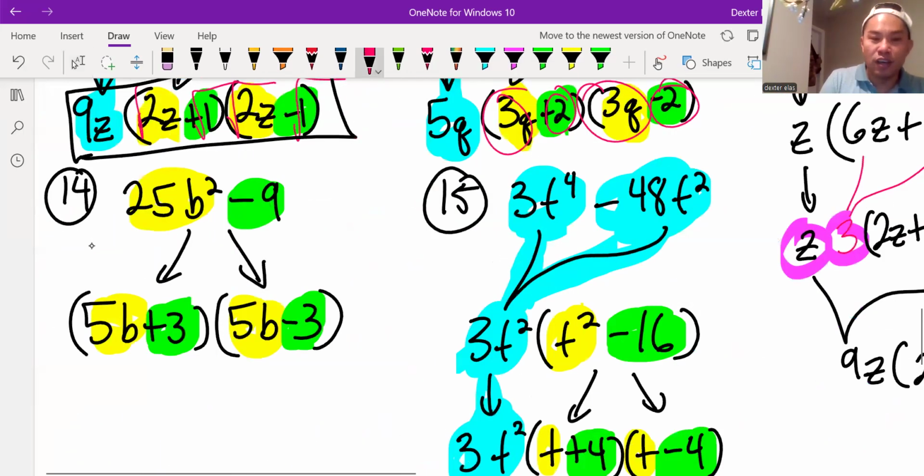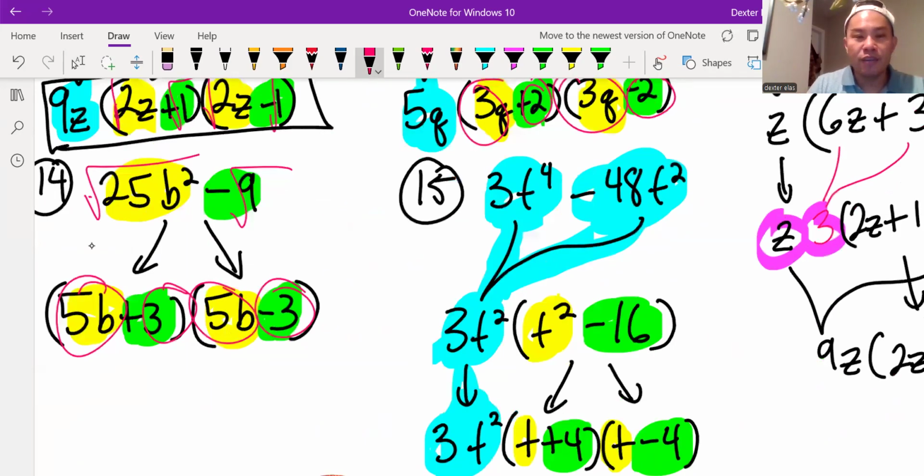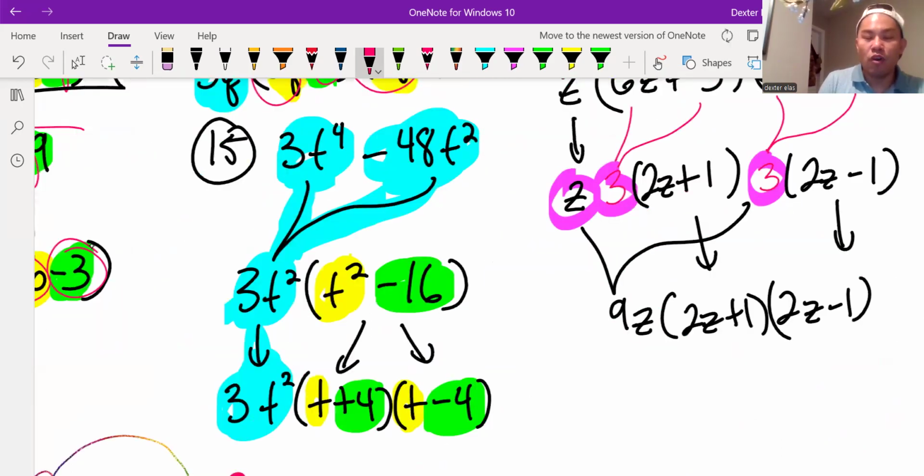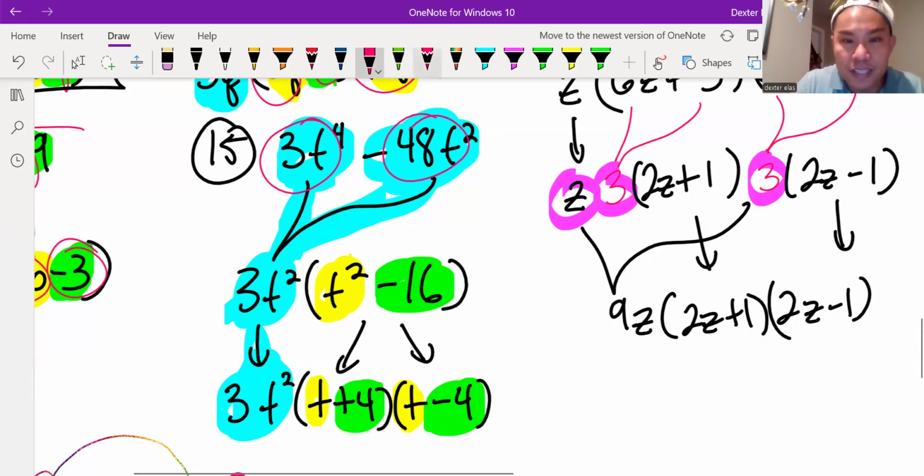Number 14 is redundant of the same thing, square root of 25b squared is 5b, square root of 9 is 3, and 15 is also factorable by 3 because 3 times 16 is 48. Let's go over something here too, that we are feeling like we're in a very similar position to factor this out in some way or form.